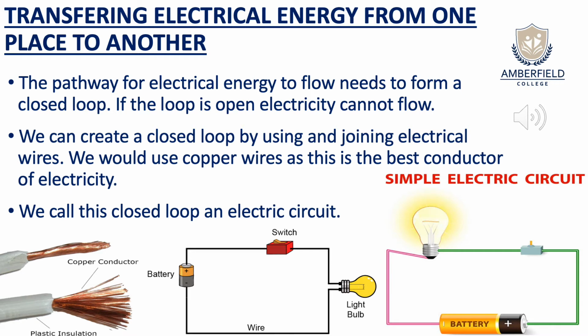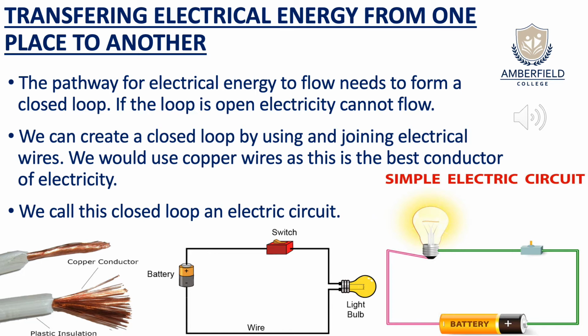So if we have an open circuit, electricity cannot flow, meaning the lights or the electric device we are powering will not switch on. Now, we can create a closed loop or a closed circuit by using and joining electrical wires. Now, we use copper wires as this is the best conductor of electricity.